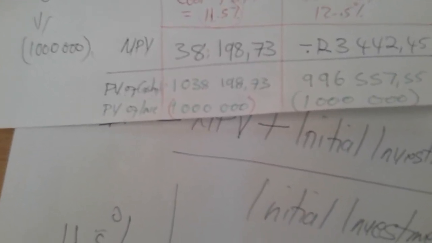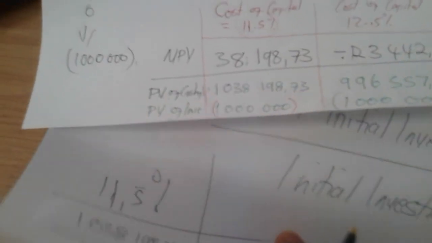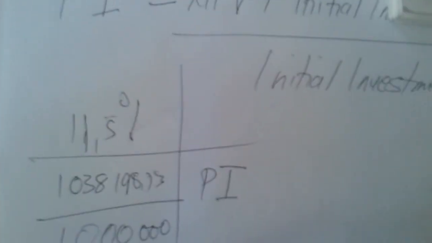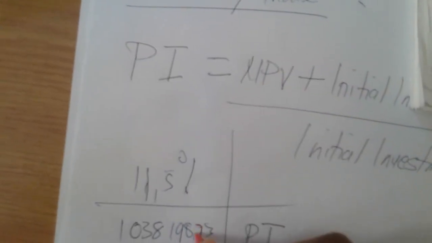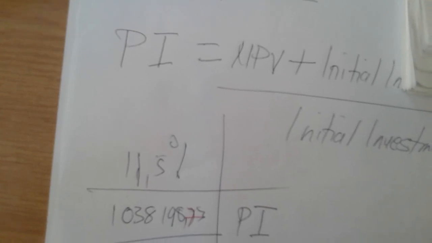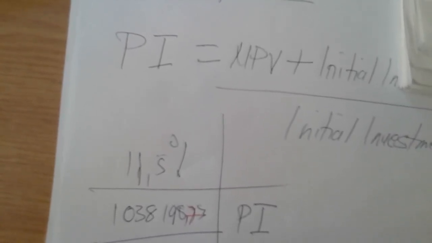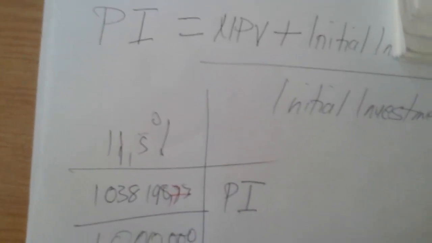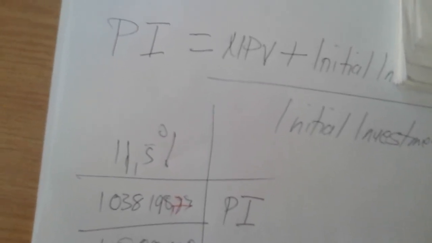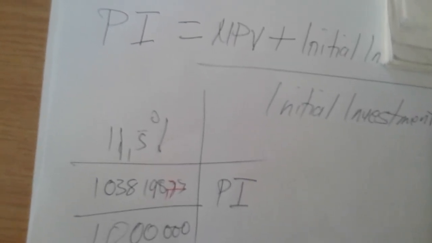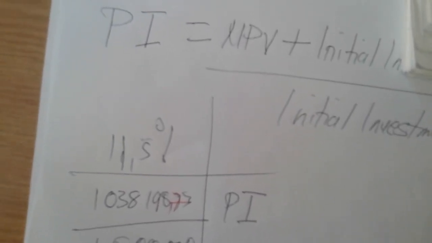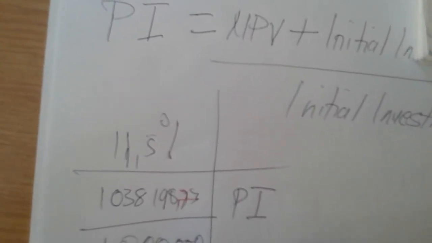What do you get? 1,038,198.73 divided by 1 million. That gives you 1.03, right? So 1.03.